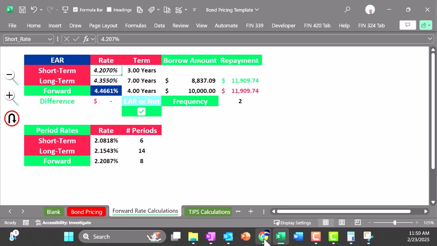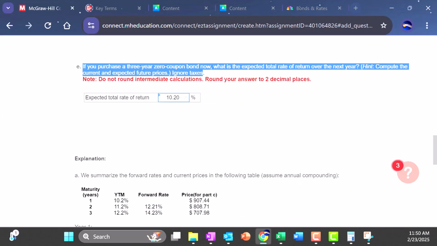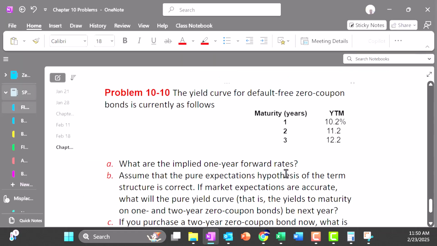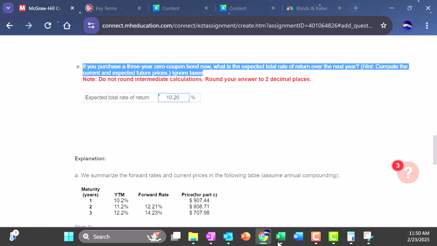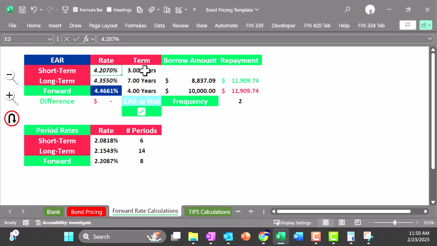Let's go, implied 1 year forward rates. So our short term is 1 year, long term is 2 year, so forward term is 1 year. Frequency is 1 because this is annual compounding. Short-term yield is 10.2, long-term yield is 11.2.